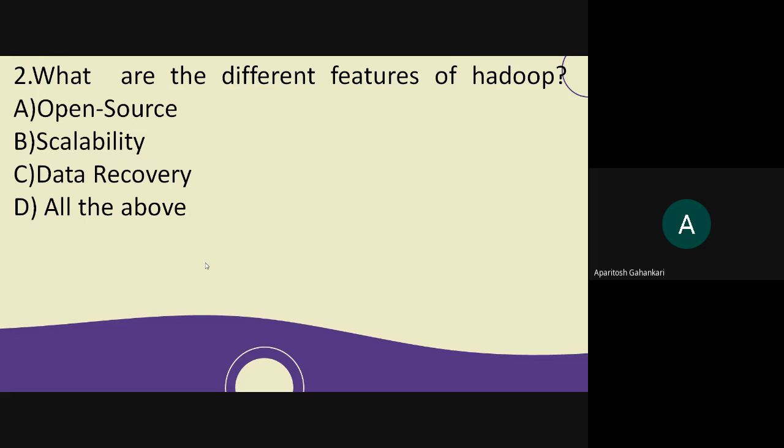Okay, next is, what are different features of Hadoop? So Hadoop is open source. Why? Because it is based on the Java technology. Okay, then it is scalable. That means now you have the scalability with you, that is how largely you can accommodate the newer and newer data, and then there is a data recovery.